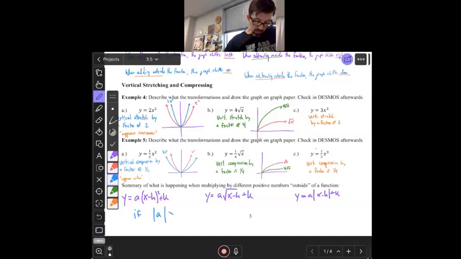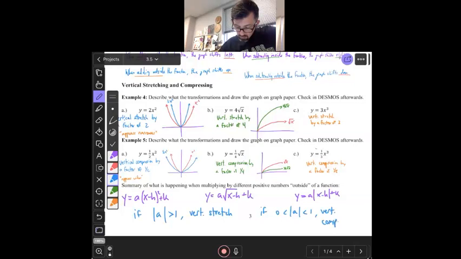If that is greater than 1, that's a vertical stretch. If the size of a is somewhere between 0 and 1, that's a vertical compression. So again, just be careful. It's not about the sign of the number. It's about the size of the number. Sign does something completely different, but you should remember what the negative does.